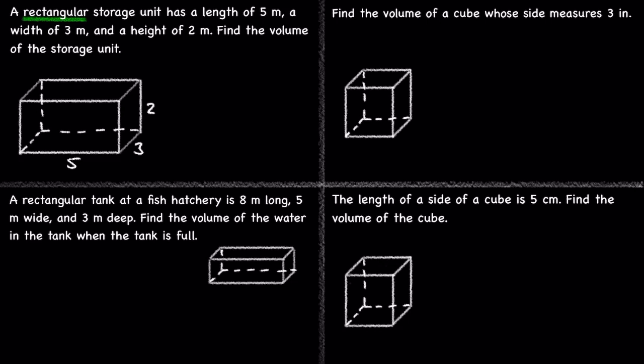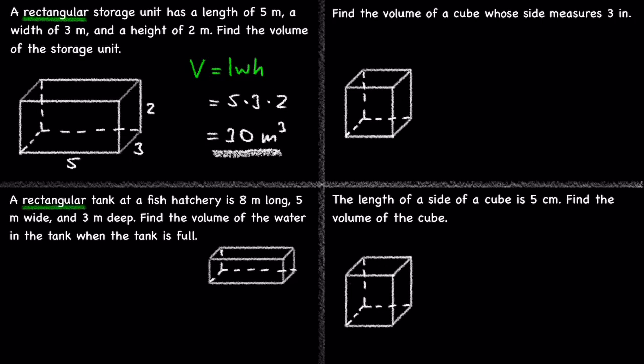A rectangular storage unit has the form of a rectangular prism. So we can use the rectangular prism formula, which is V equals LWH. L as in length, W as in width, and H as in height. 5 times 3 is 15, times 2 is 30. So the volume of the storage unit is 30 cubic meters.